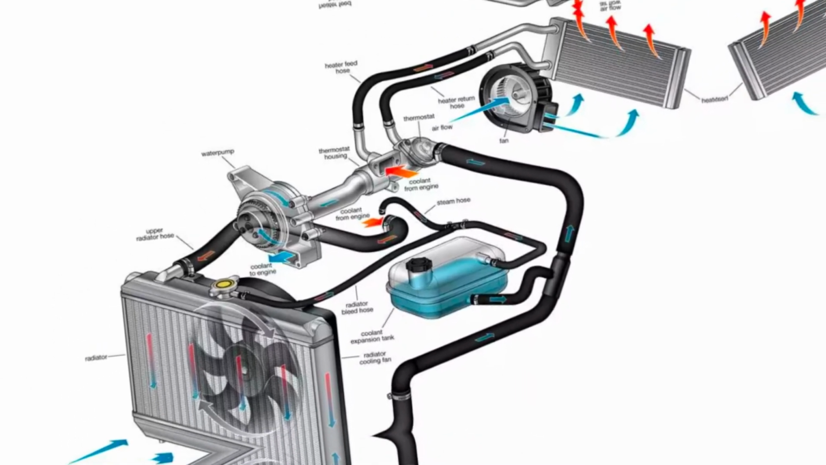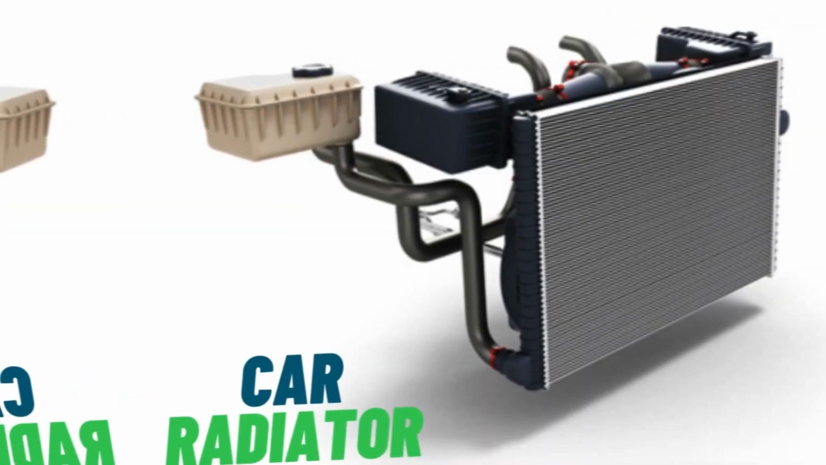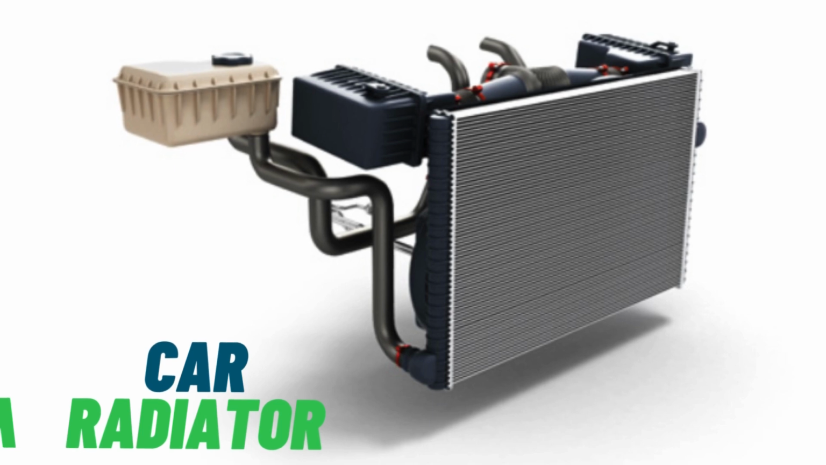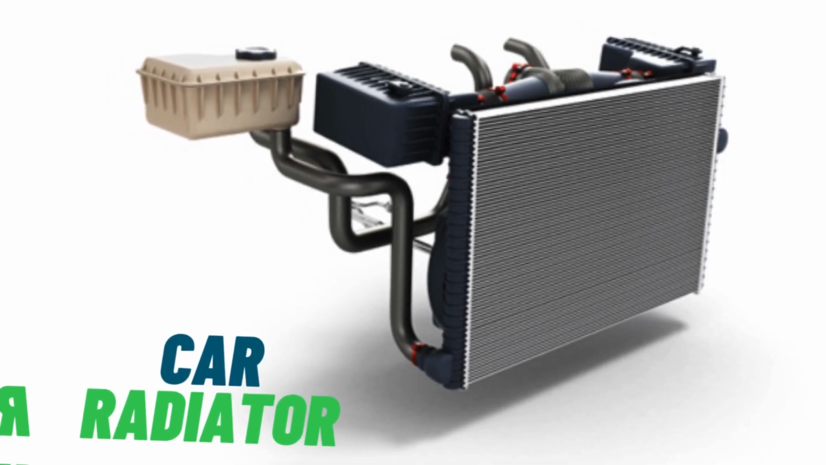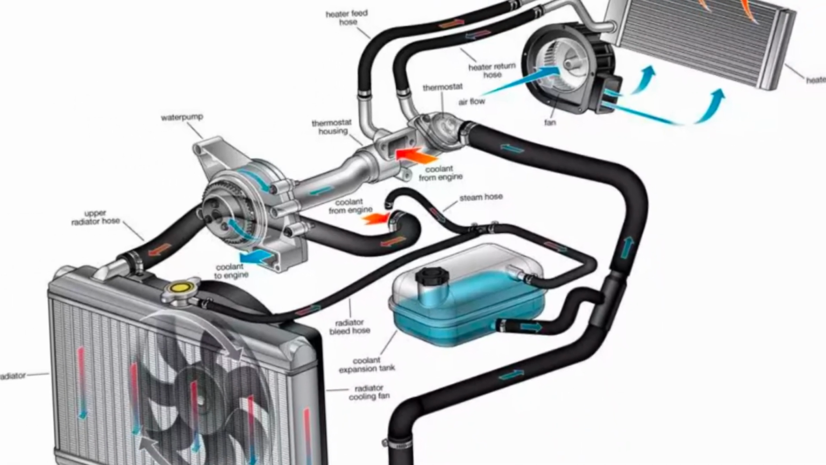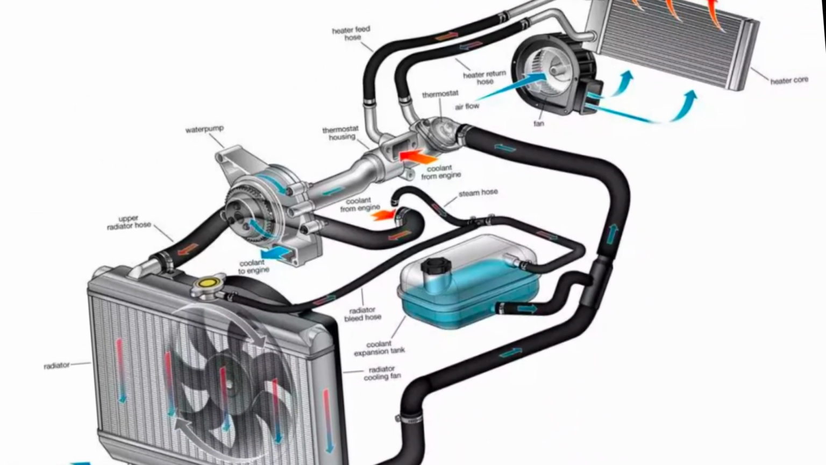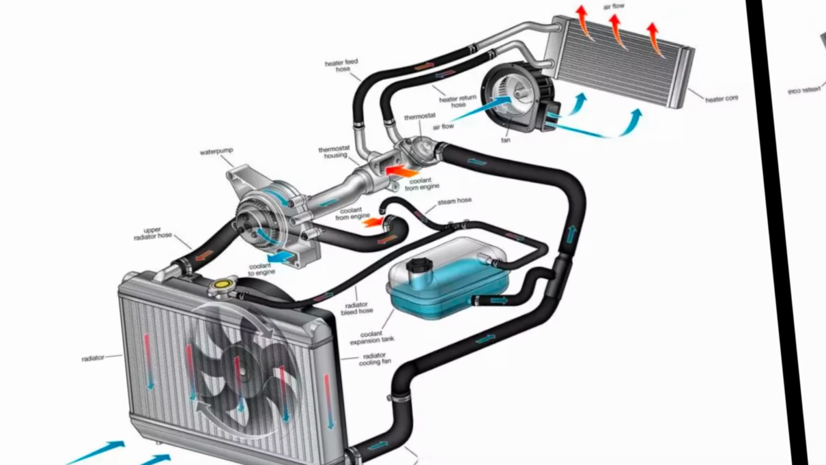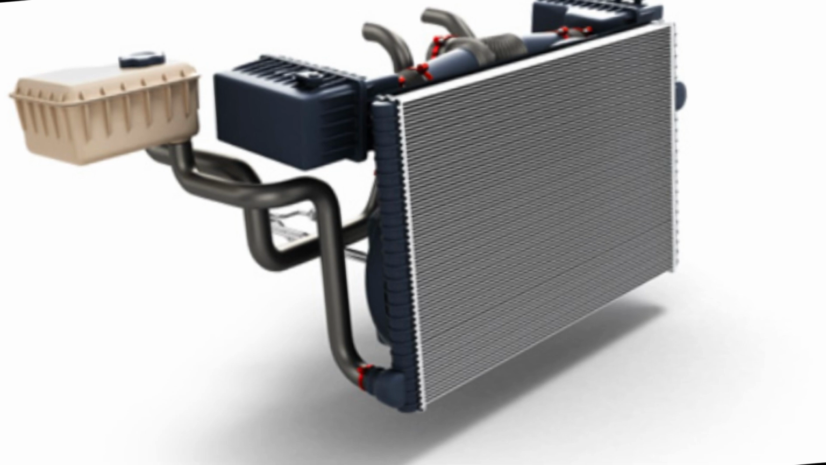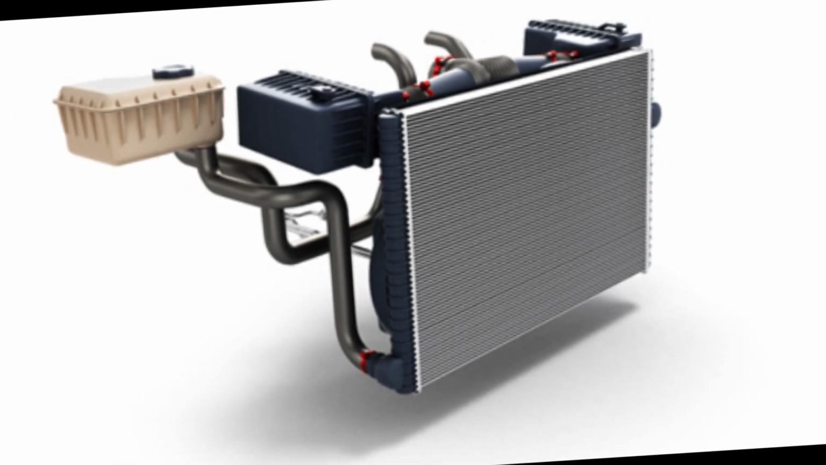Number 2. Material choice. Radiators are typically made from materials with high thermal conductivity, such as aluminium or copper. These materials efficiently transfer heat from the coolant to the air, ensuring that the heat absorbed from the engine is quickly and effectively dissipated. This rapid heat transfer helps maintain a stable engine temperature and prevents overheating.